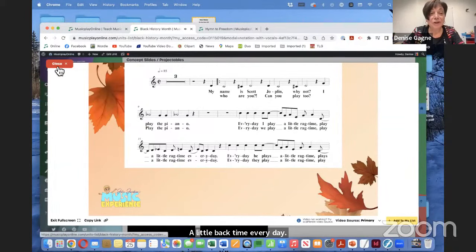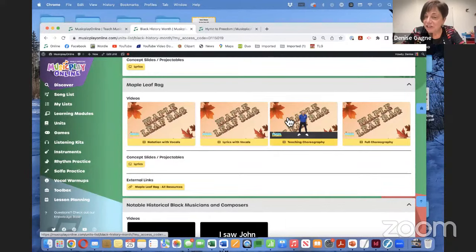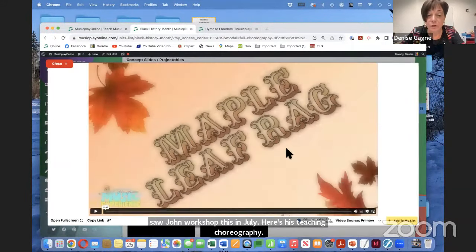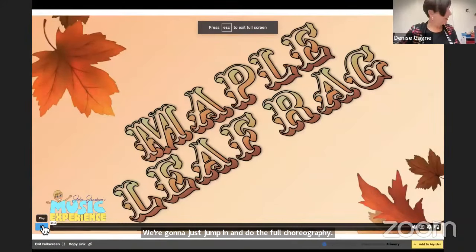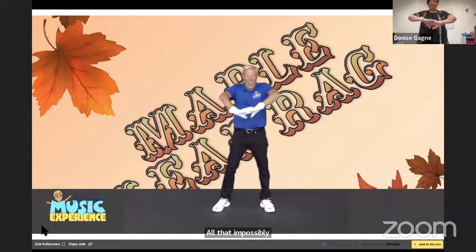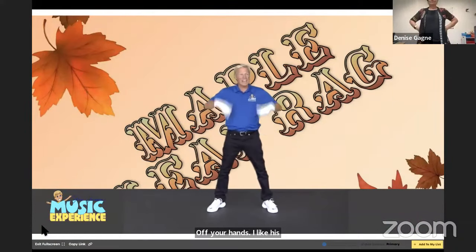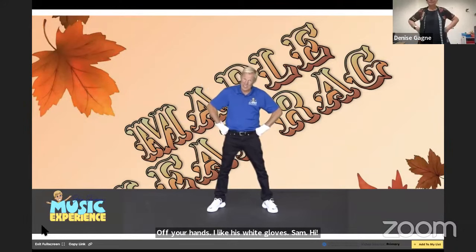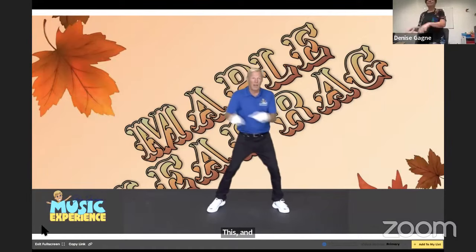I really like that. I saw John workshop this in July. Here's his teaching choreography. We're going to just jump in and do the full choreography. Stand up with me and we're going to do it. It's not all that impossibly difficult. Warm up your hands. I like his white gloves. And this and shrug. This, shrug. Play piano. Left to right.